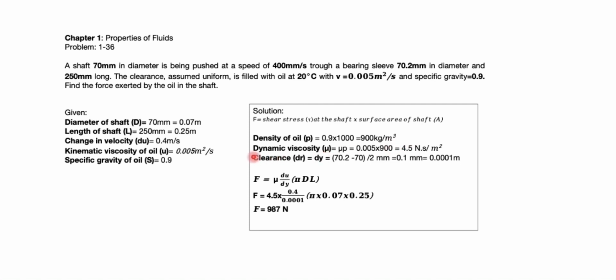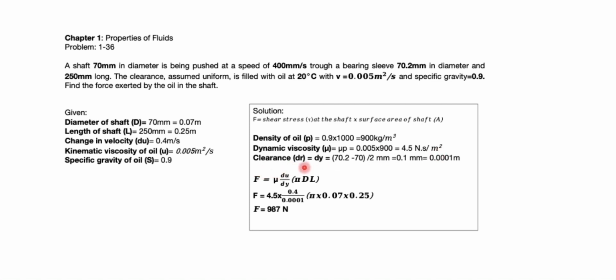So next, we are going to solve for the dynamic viscosity. So the dynamic viscosity is equals to 0.005, our kinematic viscosity of the oil, times 900, the density of oil, giving us the value of 4.5 Newton second per square meter.